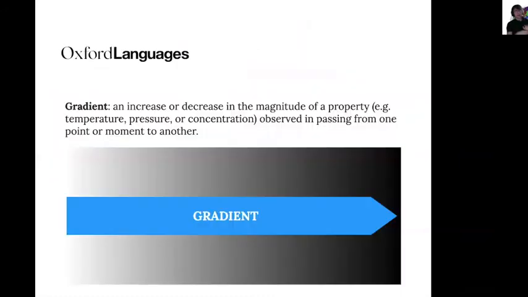All these are examples of gradients that happen in the frontal lobe. And if you take the Oxford language, and I know gradient might not be so easy to understand for all of us, the gradient is an increase or decrease in the magnitude of a property, such as temperature, pressure, concentration, color, observed in passing from one point or a moment to another. Typically, you have a gradient of color at the bottom, where you're going from white to gray and dark, and you have this changing gradient of darkness that is happening there.